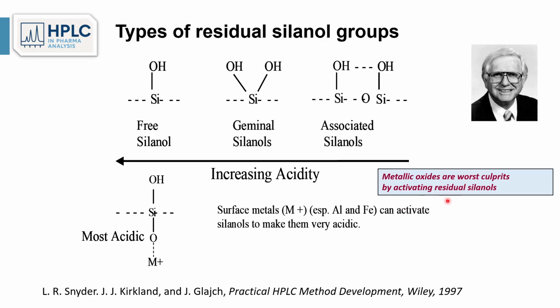by activating the acidity of the silanol group, because these metallic oxides contain empty d orbitals, which can allow the delocalization of the electrons from the oxygens in the silanol group, making this proton highly polarized and very easily ionized. So surface groups, particularly aluminum and ions in the d orbital metals, can activate silanol groups to make them very acidic.